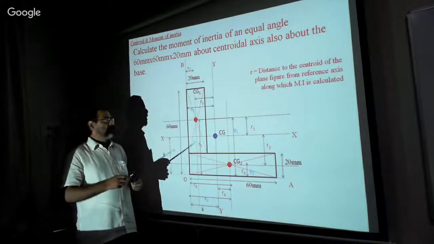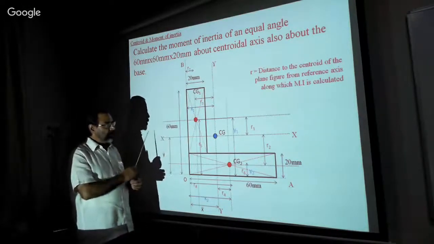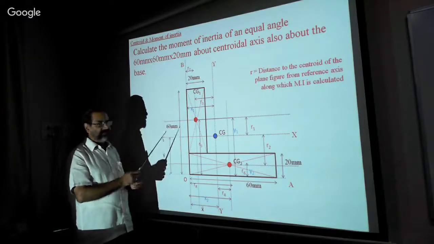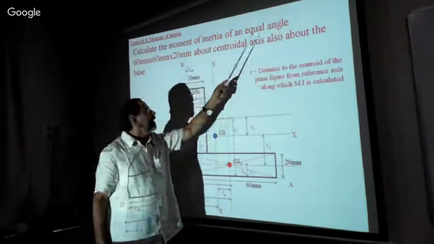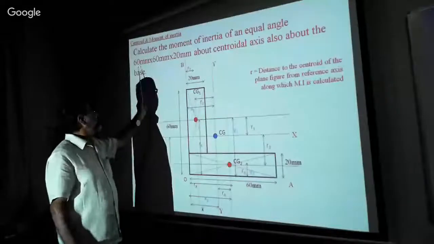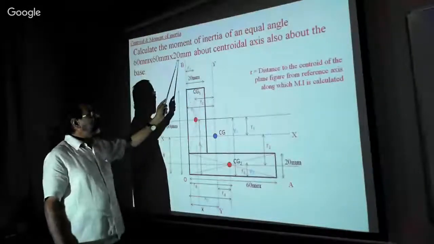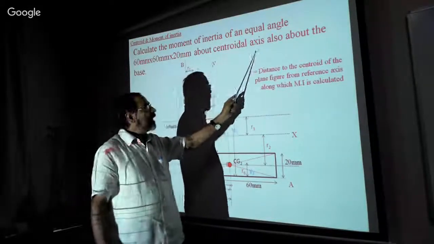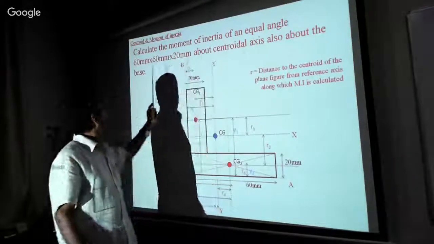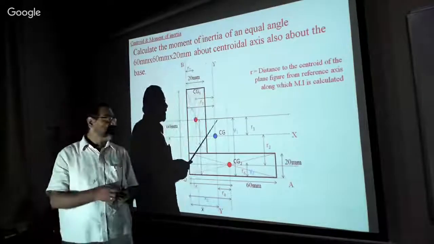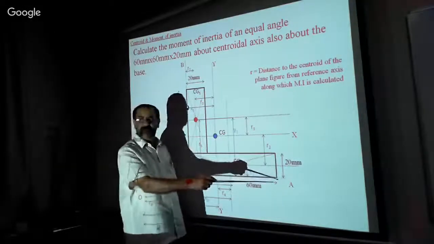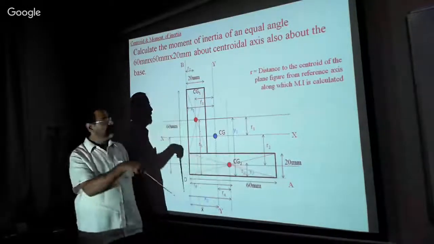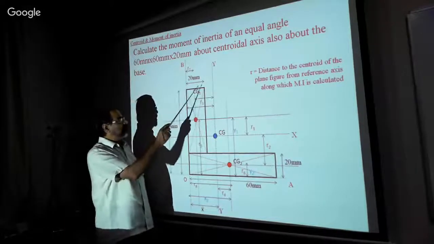Now, how to solve this problem? How to calculate the moment of inertia? This is the problem: calculate the moment of inertia of an equal angle, 60 millimeter by 60 millimeter by 20 millimeter, about the centroidal axis, also about the base. So the problem is 60 millimeter, 60 millimeter. This is the base and this is the leg. This is the width, the thickness.